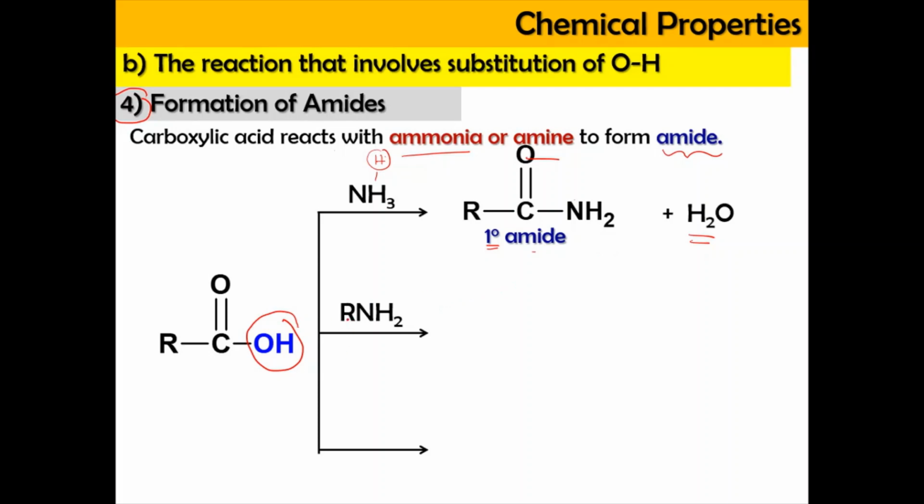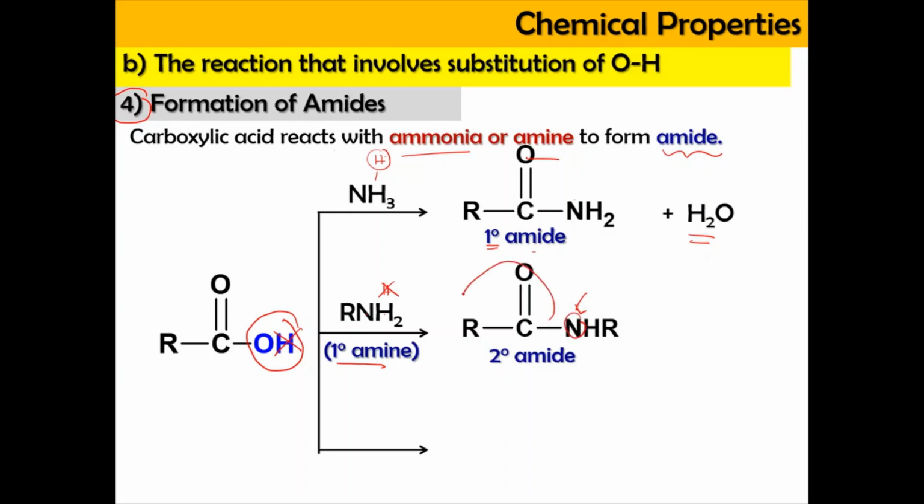Similarly, if you have the primary amine here, because one hydrogen is substituted with an alkyl group, it is going to be a primary amine. When it is reacted, one of the hydrogens here is going to be removed with OH. So this is going to produce water, and what's left is NHR. So what we're going to get is a secondary amide, because this nitrogen here is going to attach with one and another one here. So it's going to be a secondary amide, and the byproduct is going to be water.